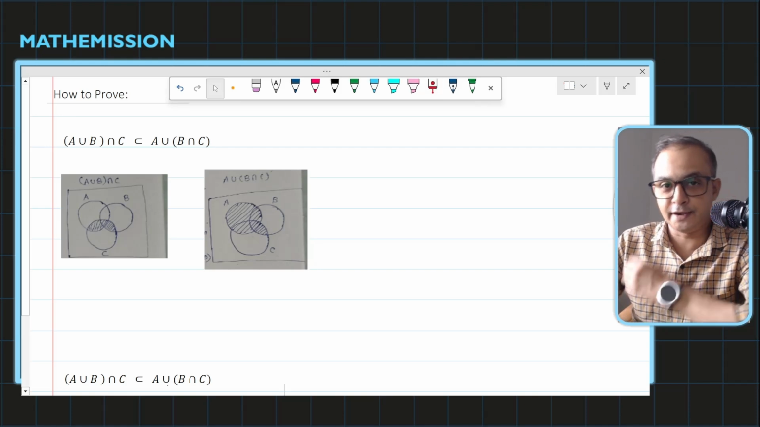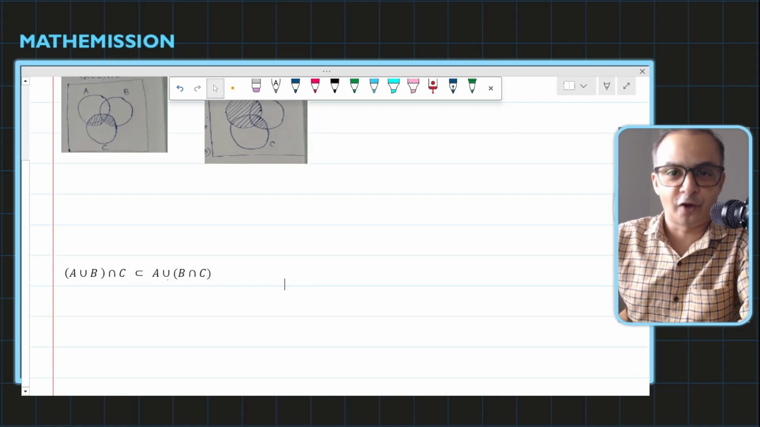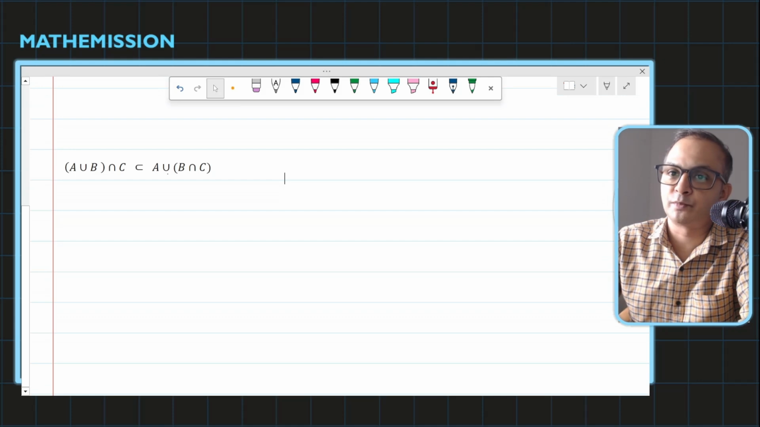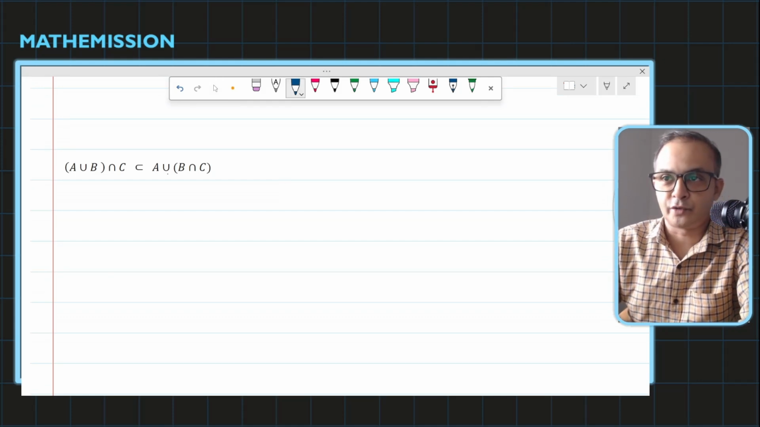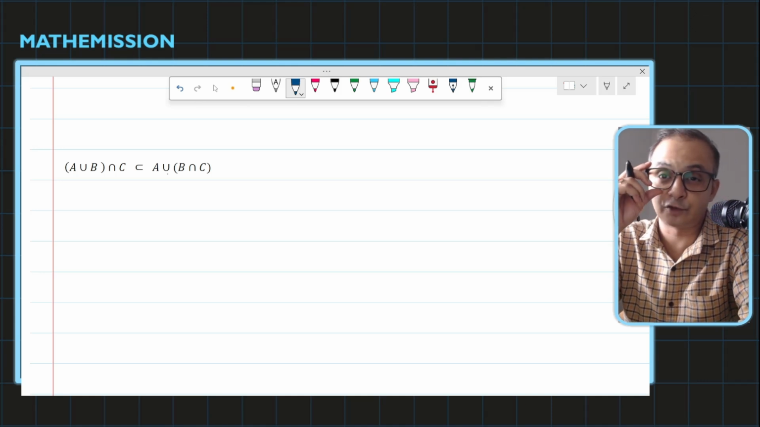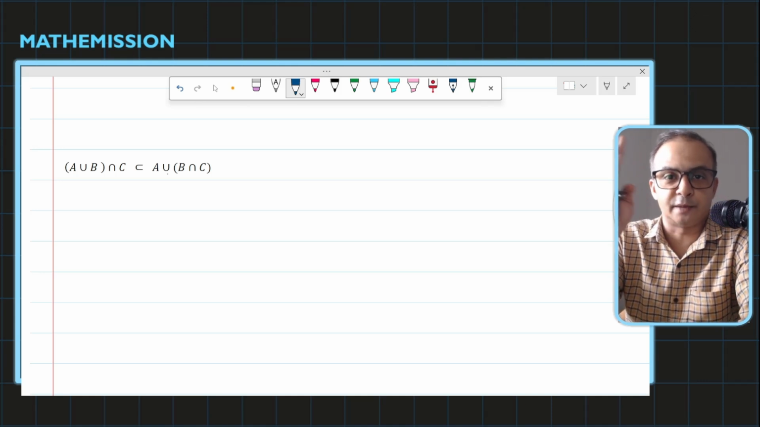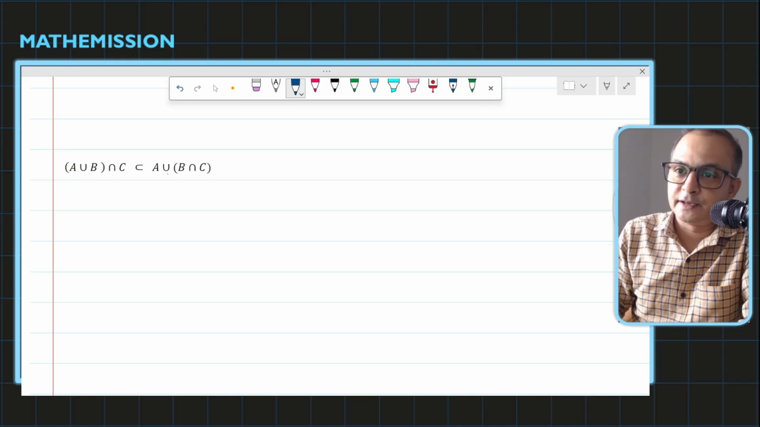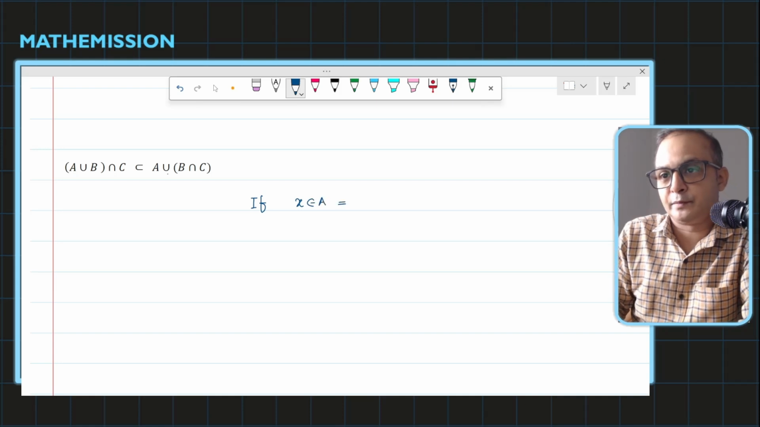But the proof I need is actually the formal one. So how do we prove it formally? To write the formal proof of this kind of statement, first of all, we have to stick to the definition of the subset. It means if I say that if x belongs to A implies x belongs to B, then I say that A is a subset of B.